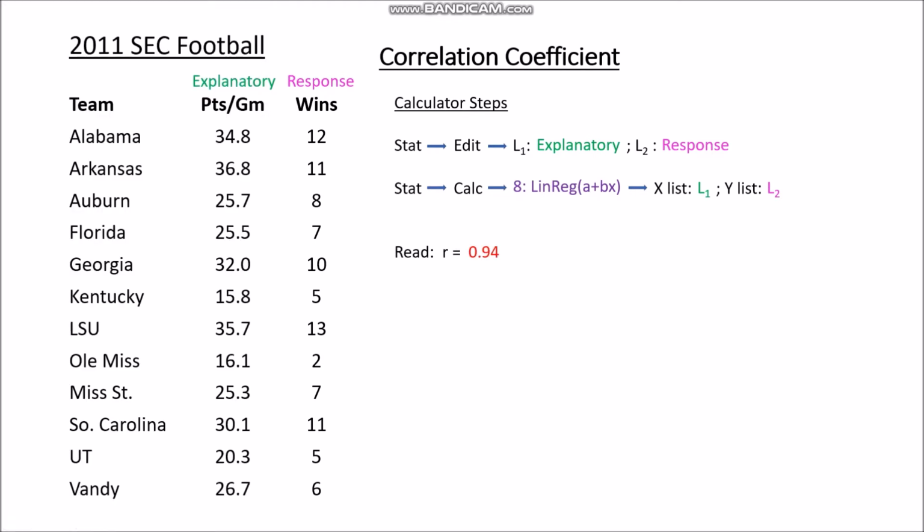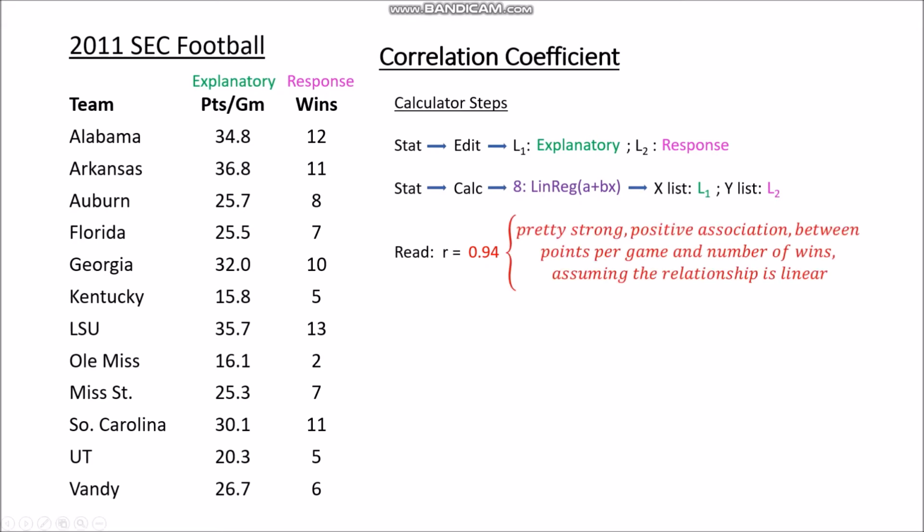If we think back to the spectrum we just talked about a minute ago, how R runs from -1 to +1, we can see that it's positive, and we can see that it's really, really close to 1. Those two things tell us everything we need to know about R. It's pretty strong, close to 1, and obviously positive. So there's a pretty strong positive association between points per game and number of wins, assuming the relationship is linear.